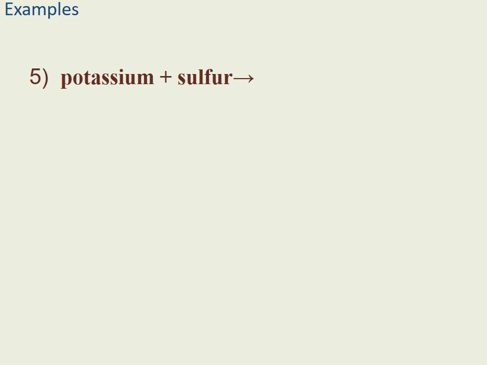Example 5, potassium plus sulfur. Potassium is just K, and it's reacting with sulfur, which is just S. We have something by itself reacting with something by itself. This has to be synthesis.